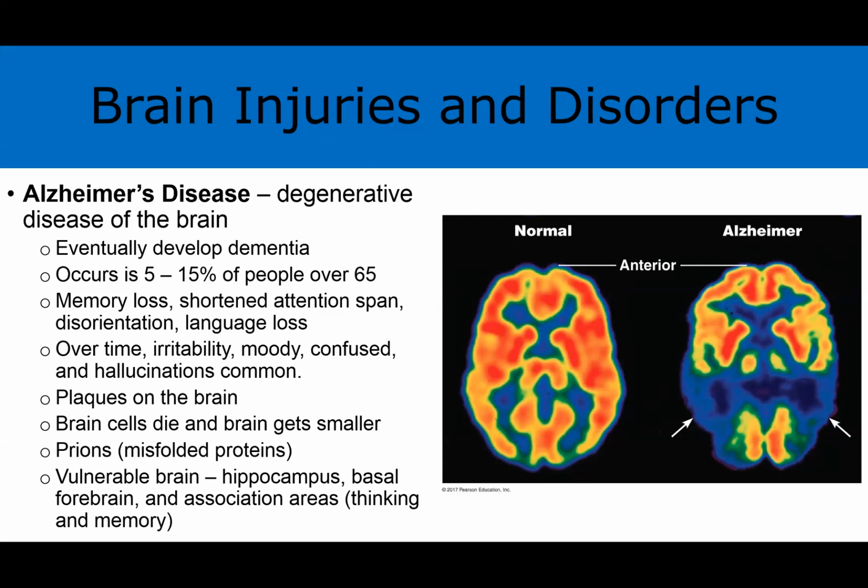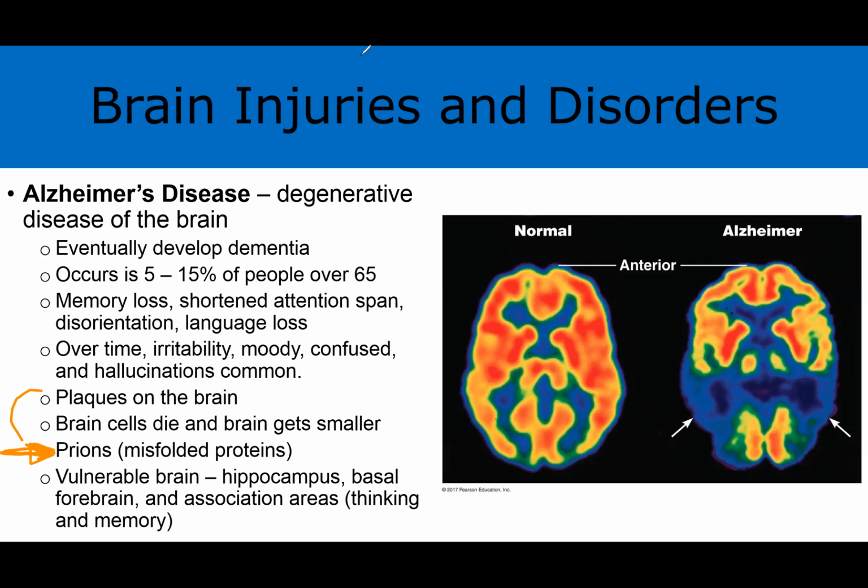Essentially what's happening physiologically is that we begin to form plaques on the brain, which are basically these tangles of proteins called prions, these neurofibrillary tangles. Specifically, they're called prions, which are misfolded proteins. Those proteins become all tangled up and form these plaques.